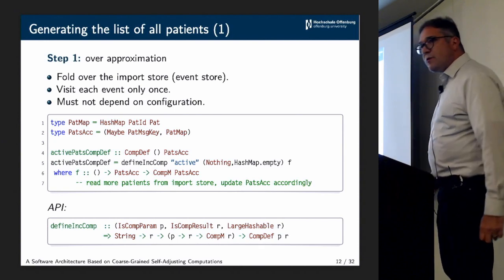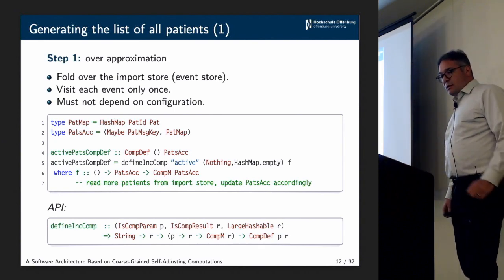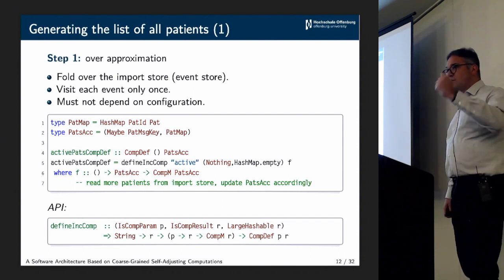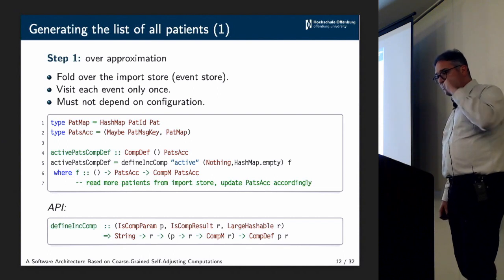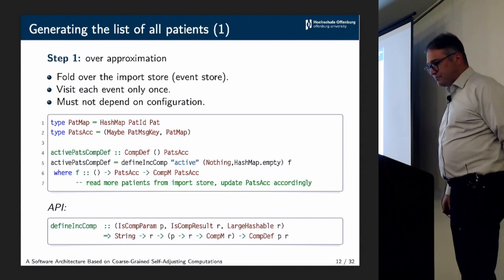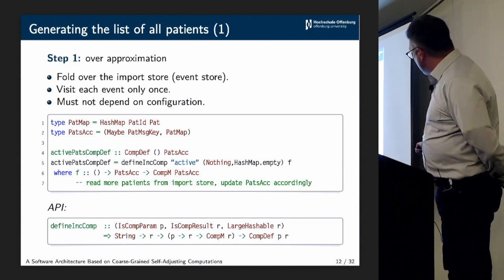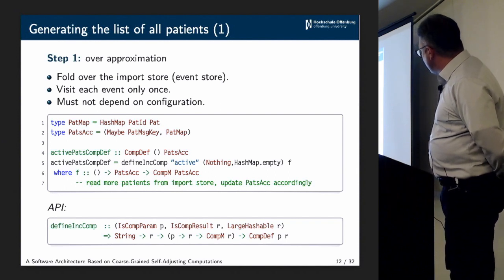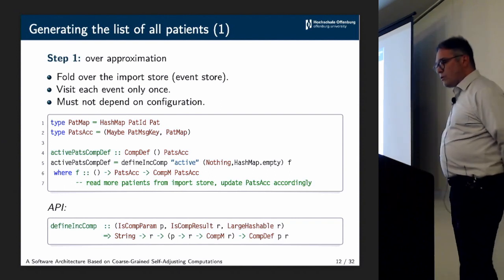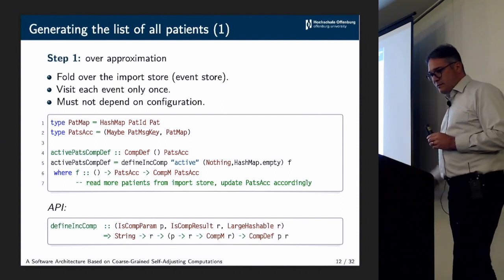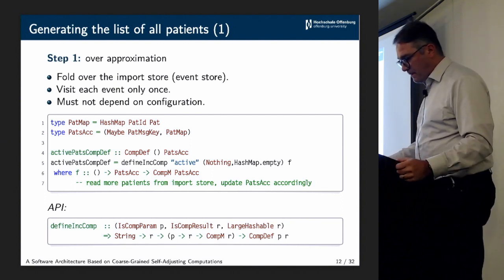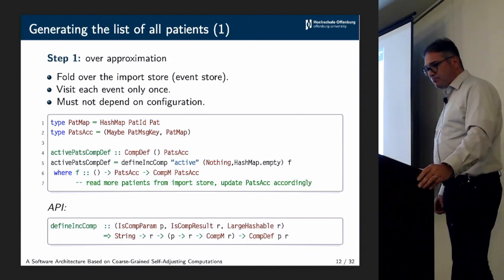And folding over something, there is a second kind of function for defining a computation. Define inc comp defines an incremental computation. That is a computation that is fed again and again with data keeping some intermediate state. Basically that's the initial state, and then the F does the fold, consuming new events from the import store and updating the state of the fold, producing a new state.